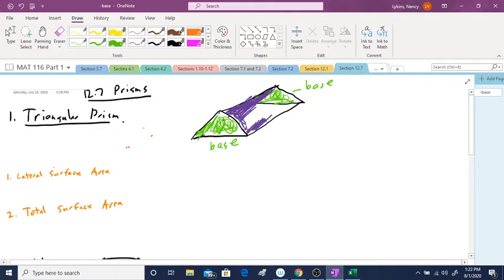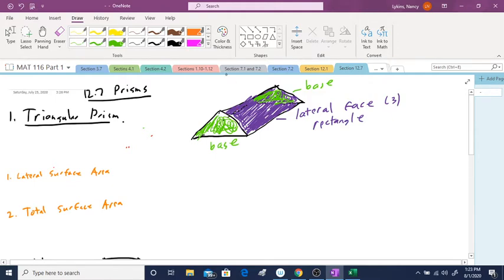And what this is forming now, if I was a perfect artist, this should be a rectangle. So this is what we call the lateral face. And we've got three of them. And in this case, this forms a rectangle.